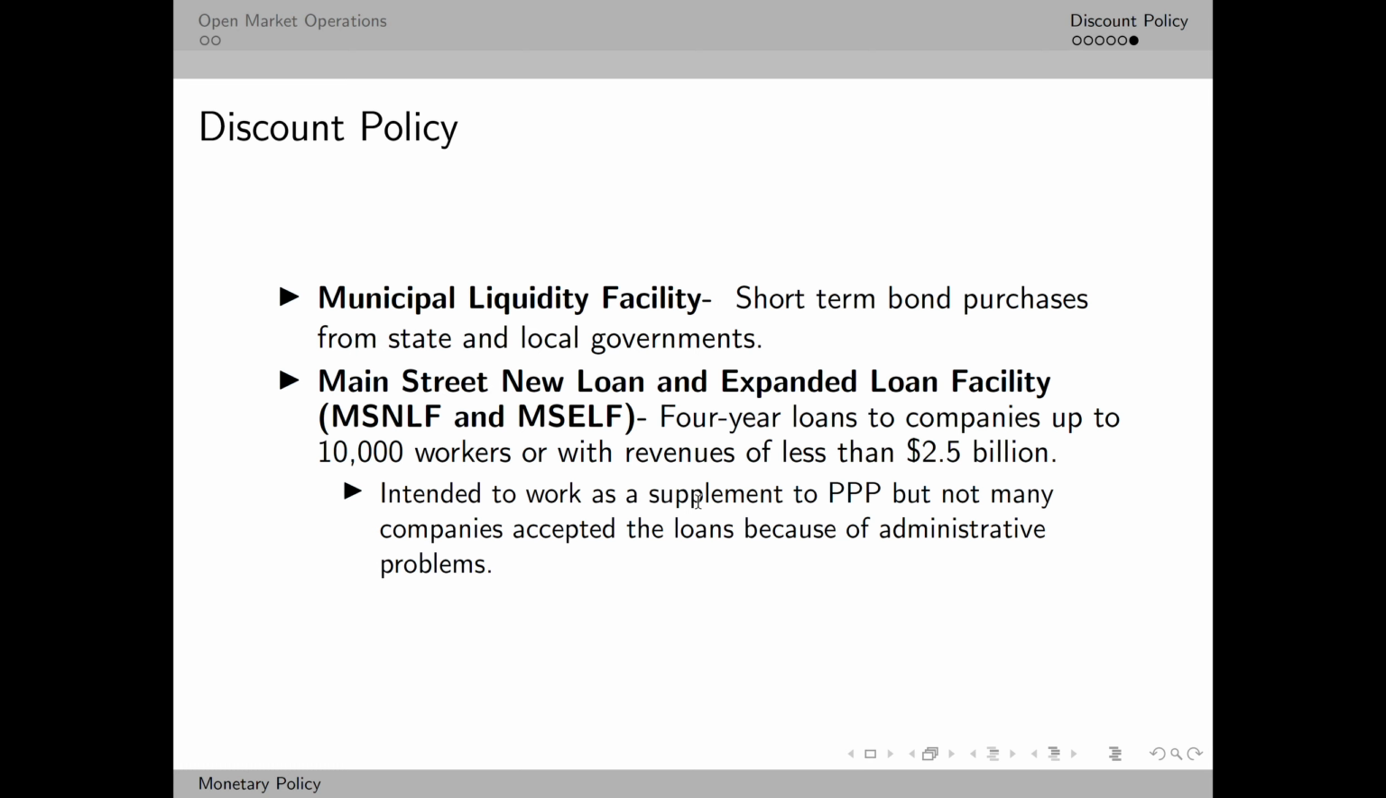So the problem with the Main Street Lending Facility is that it was intended to work as a supplement to PPP, but it actually wasn't very effective because there were a lot of administrative problems, and so it really wasn't used all that much.